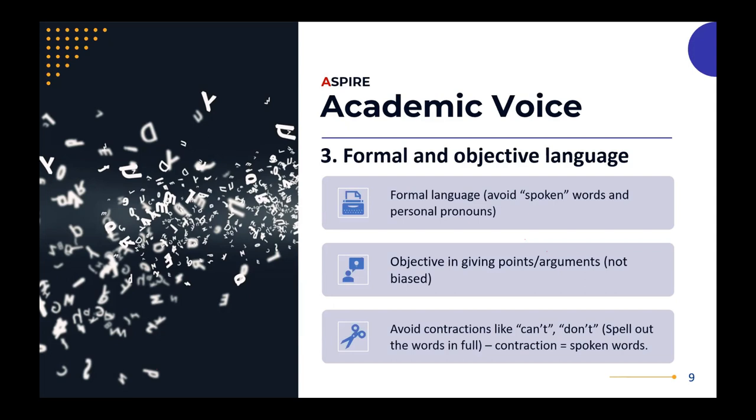Then be objective in giving points of argument, not biased. I think this is in APA 7th edition. If you have the 7th edition of APA, the newest one, this is highly stressed in terms of writing: objective language. What it means here is this. Try your best not to identify anyone in terms of gender, race, or whatever it is when you're putting up certain statements, unless you're pretty sure or you have evidence to say so.